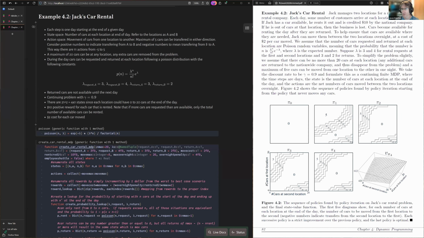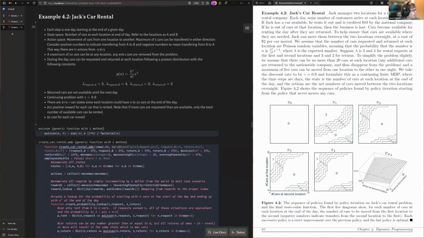And of course, we can't transfer more cars than we have, so it is limited by the number of cars that are actually at each location at the end of the day. Also, we can only have 20 cars at each location at the end of the day. So if there are more than 20 cars left at the end of the day, then those cars are just sent back to some other unspecified place.